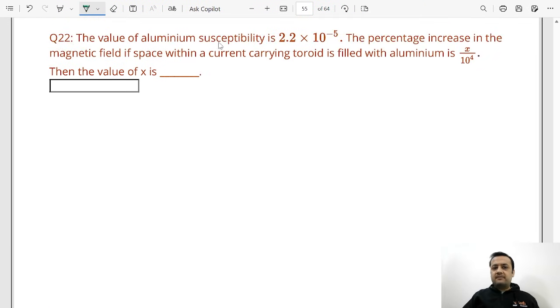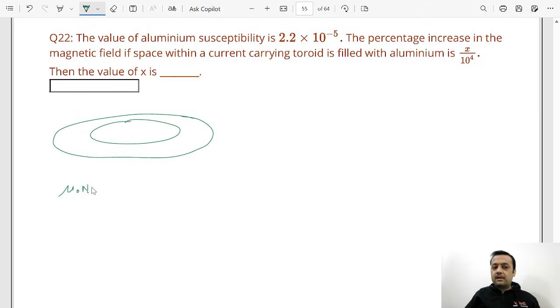Here, the value of susceptibility is given as 2.2 into 10 to the power minus 5. The percentage increase in the magnetic field if the space within the current toroid is filled with aluminium is this. So you have to find the value of x. Now look, inside a toroid, which looks like a donut, I think all of you know this, the magnetic field is mu naught N i by 2 pi r.